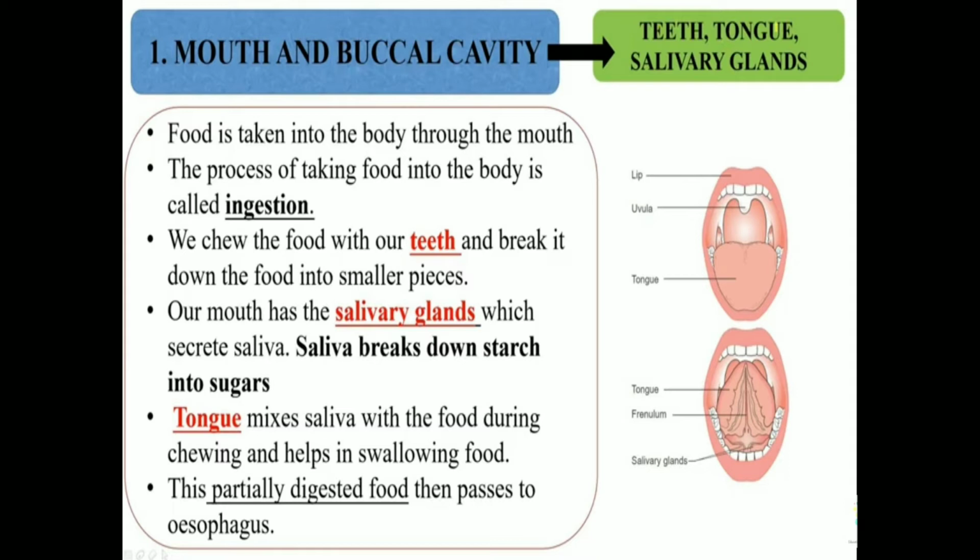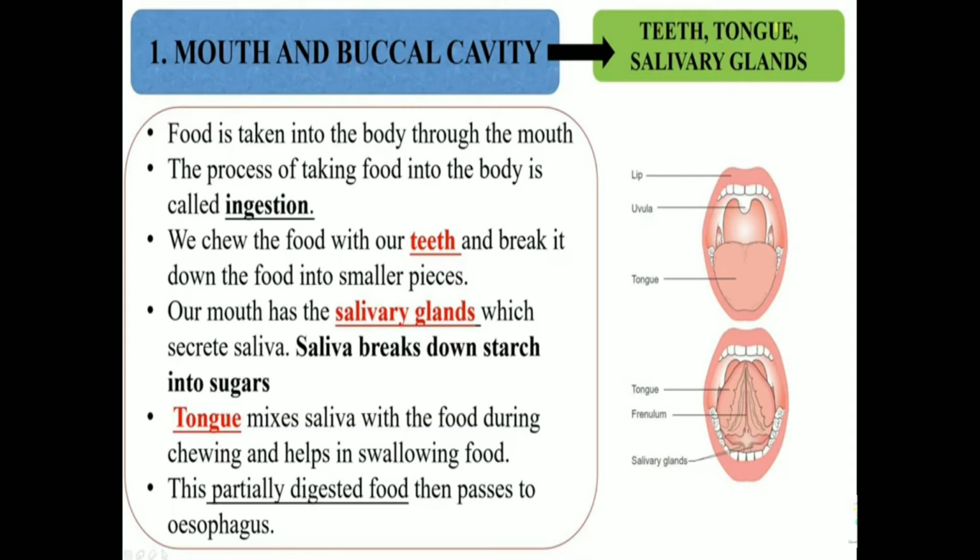Now, what are the roles of teeth and salivary glands? We chew the food with our teeth and break it down into smaller pieces. So, this is the function of teeth. Then our mouth has salivary glands which secrete saliva, which breaks down starch into sugars.